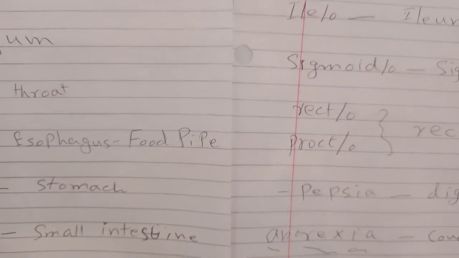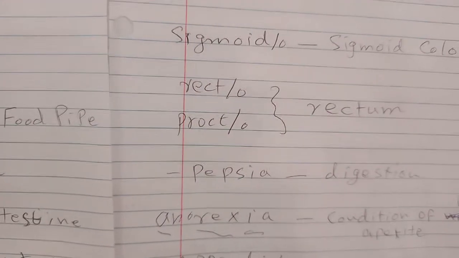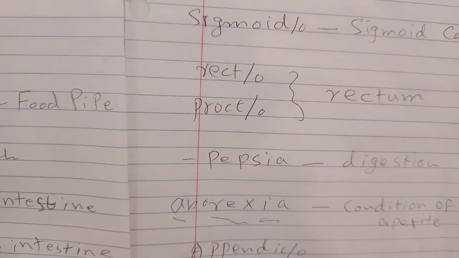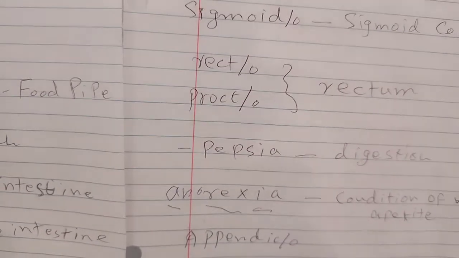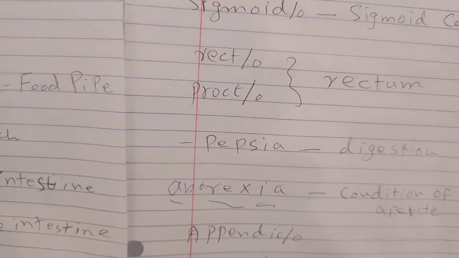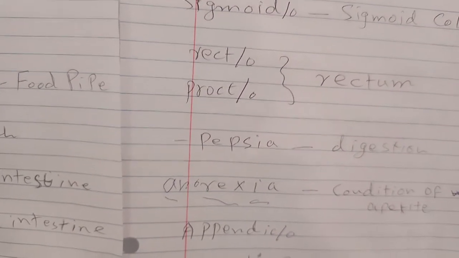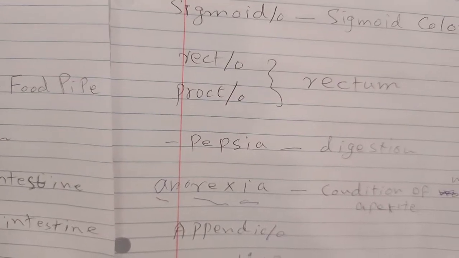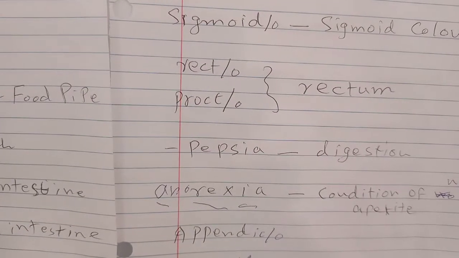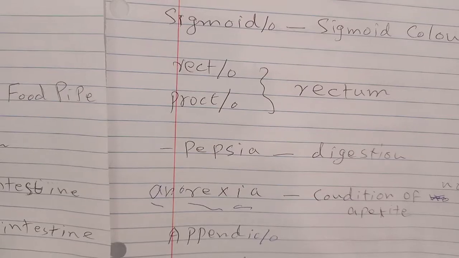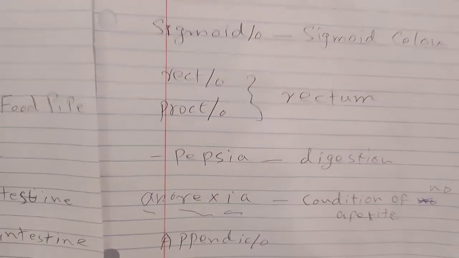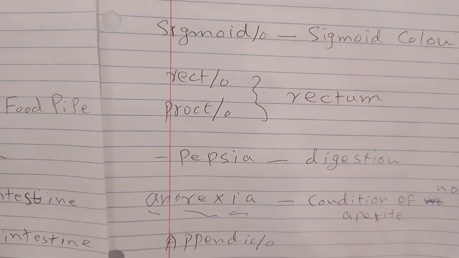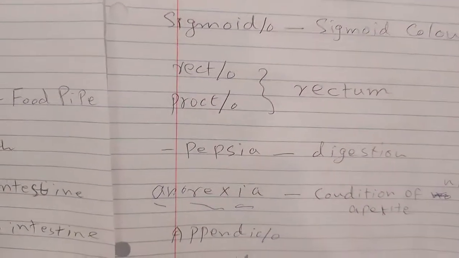Next word we have is recto and procto. They both stand for rectum. Rectalgia, pain in the rectum. Proctalgia, pain in the rectum. Proctoscopy, visual examination of the rectum from within. Rectocele, herniation of the rectum. Rectorrhaphy, stitching of the rectum.